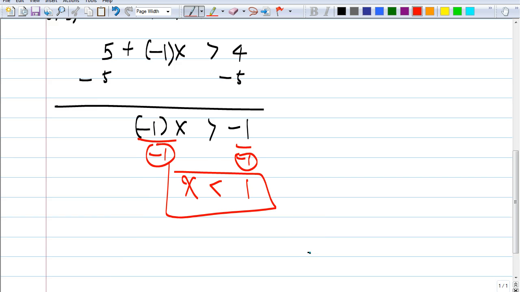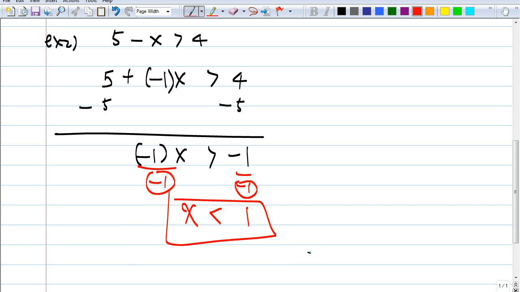Do we know how to graph this? What's the verbal phrase for this? All real numbers less than 1. That's right. Do we know how to graph it? Okay, here's negative 1, here's 0, here's 1, here's 2, here's 3.